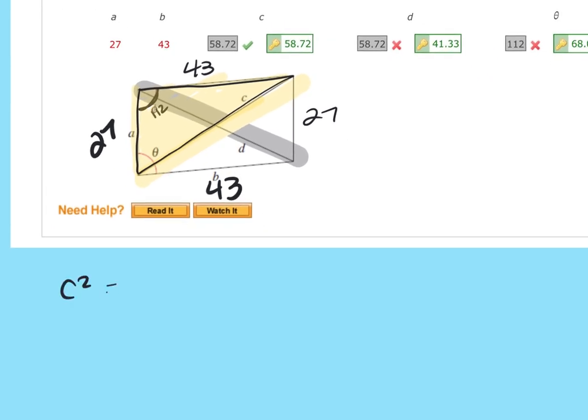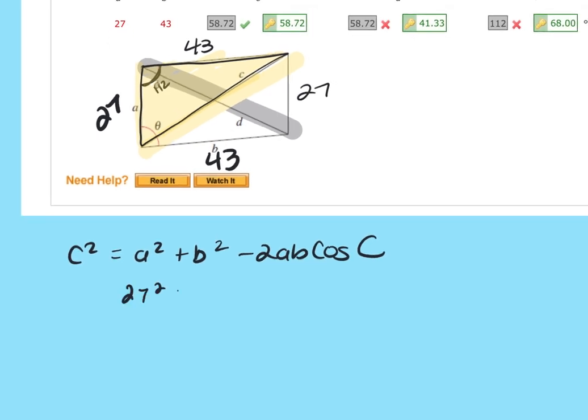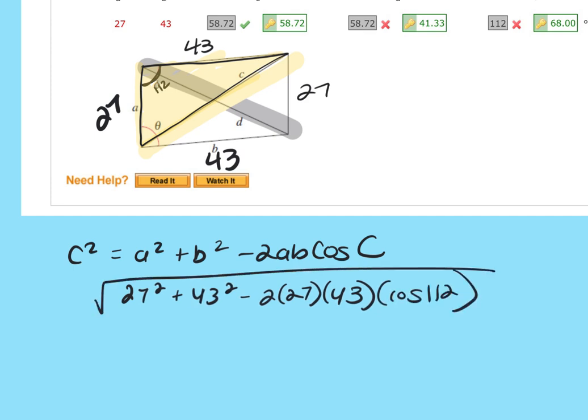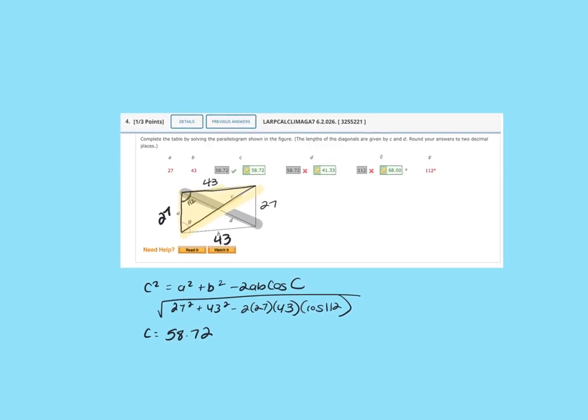So C squared would equal A squared plus B squared minus 2AB cosine of the angle. All right, so then I'd get 27 squared plus 43 squared minus 2 times 27 times 43 times the cosine of 112. And I'm going to square root that at the end, so I can do it in the calculator like that: square root of 27 squared plus 43 squared minus 2 times 27 times 43 times the cosine of 112. And C is 58.72. It said to keep 2 decimal places, right? Yeah, 2.